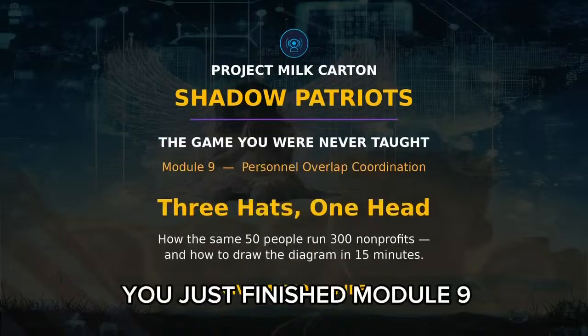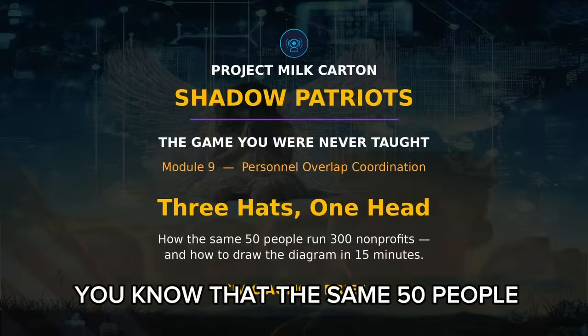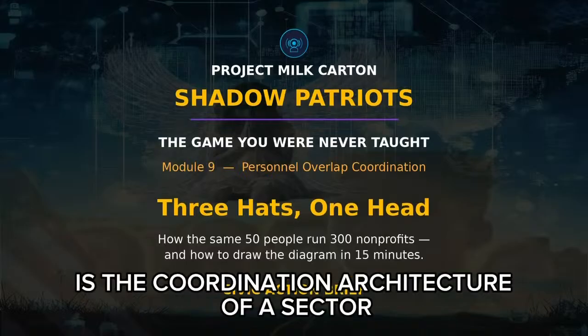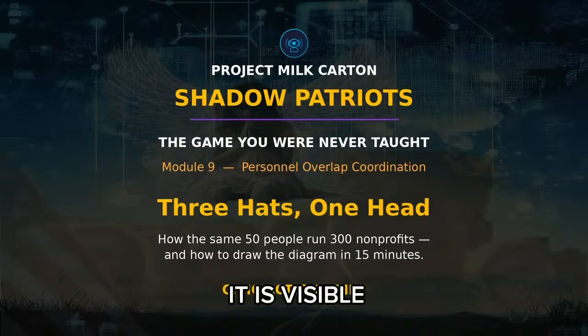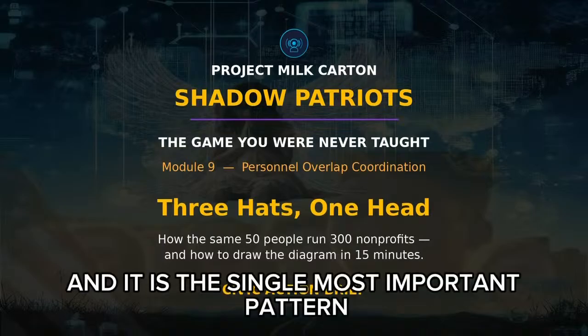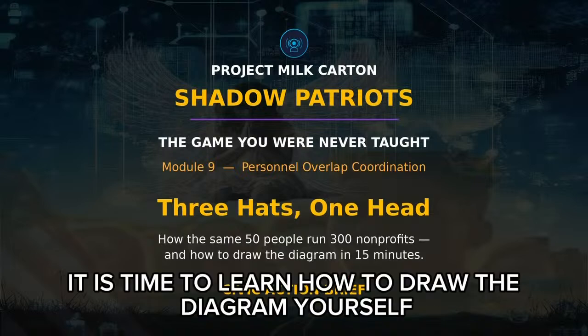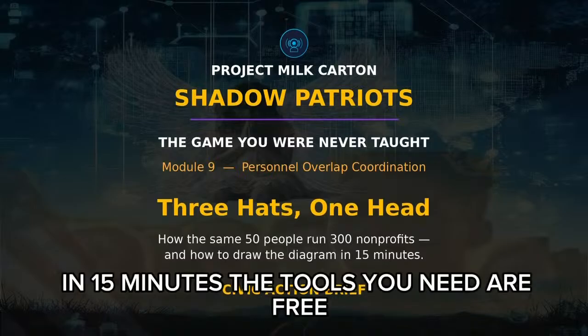You just finished Module 9. You know how the personnel overlap move works. You know that the same 50 people, wearing 3 hats each, is the coordination architecture of a sector. You know that it is legal, it is visible, and it is the single most important pattern the tax code does not name. Now it is time to learn how to draw the diagram yourself. Any C3 in America, tonight, from your kitchen table, in 15 minutes.